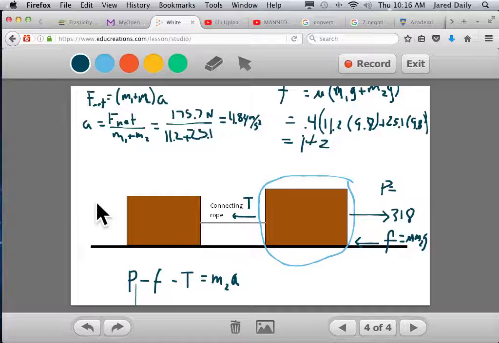And it turns out that if you do it that way, you discover something interesting, and that is that the tension in the rope is caused completely by the friction from the second box. In other words, if the second box had no mass and no friction, there would be no tension in the rope.